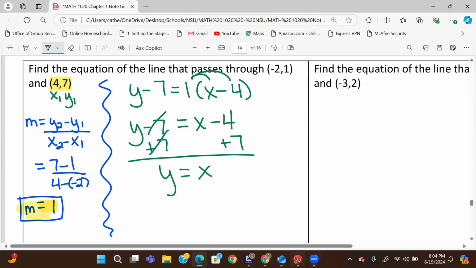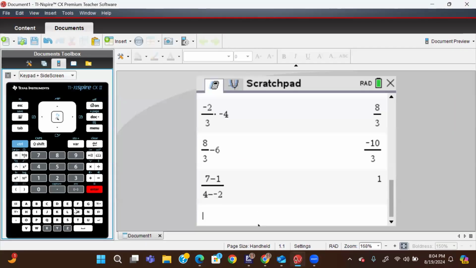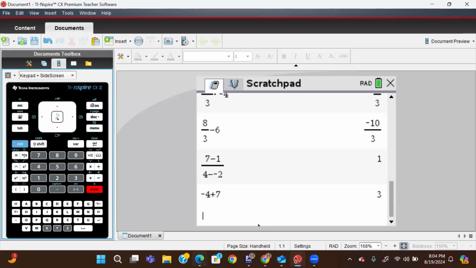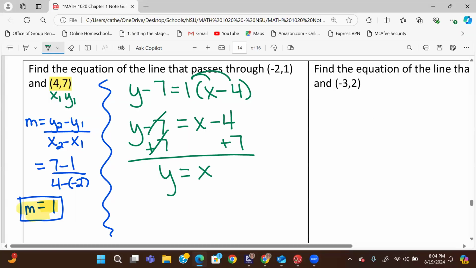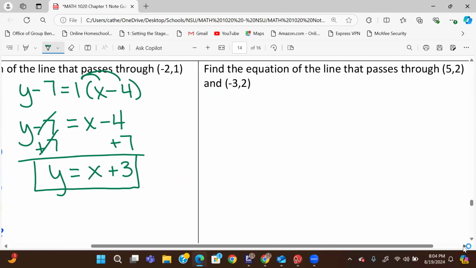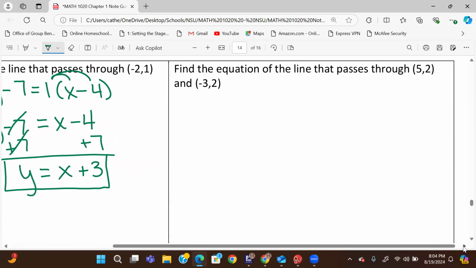And let me flip over to my calculator. So if you're a little rusty on positive and negative numbers, you're going to do -4 plus 7. And that's going to give me a positive or +3. Same thing here, x1, y1, x2, y2. So let's find the slope first.